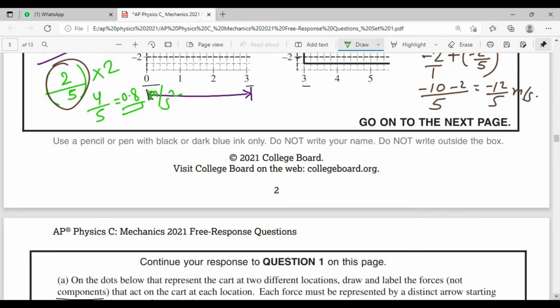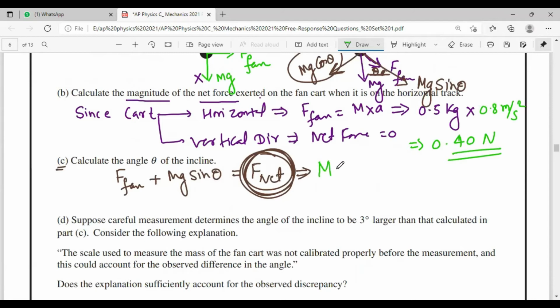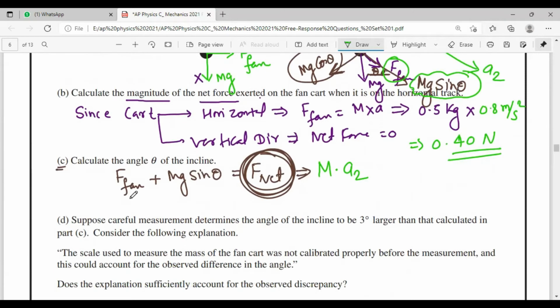So we know the value of acceleration, that is A2 should be equal to 12 by 5. So what will be the net force? Net force during this inclined plane motion is the mass multiplied by acceleration. So we can equate it here, that is equal to mass into this, right? We have ignored the minus sign because the direction calculation is already done here. We have already taken the direction of F fan and mg sin theta, and we know the direction of A2 should be in this direction.